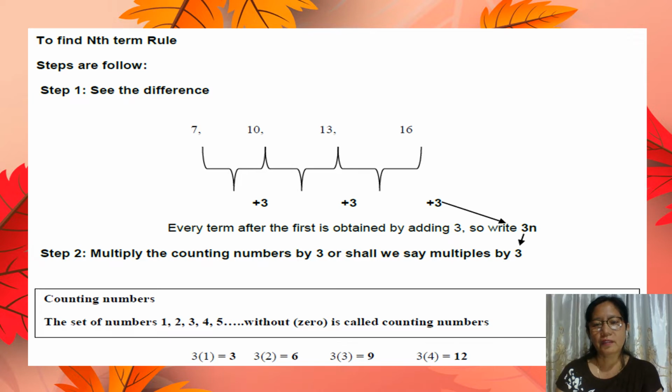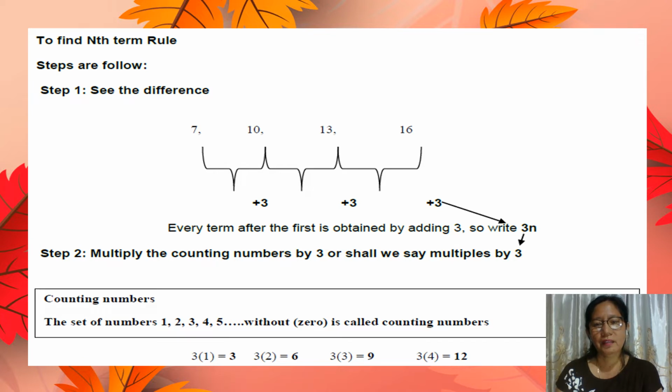Now, if n is equal to 1, it is 3 times 1, so it is equal to 3. If n is equal to 2, it is 3 times 2, so that is 6. If n is equal to 3, that is 3 times 3, so the product is 9.